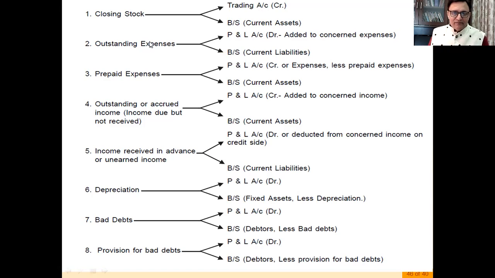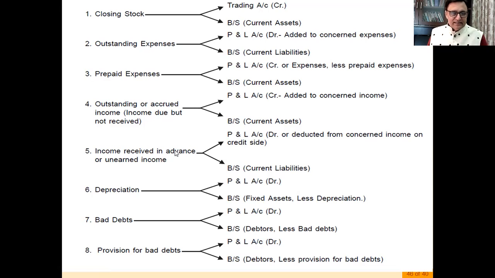Similarly, if you have outstanding expenses, on the one hand it will go to the profit and loss account, and on the other hand, because it is still outstanding, it's a liability, so it will go to the current liability side of the balance sheet. Similarly, with prepaid expenses, profit and loss account will be credited, and balance sheet current assets will be shown. Outstanding or accrued income will go to the credit side of the profit and loss account, and in the balance sheet it will be shown in the current assets.